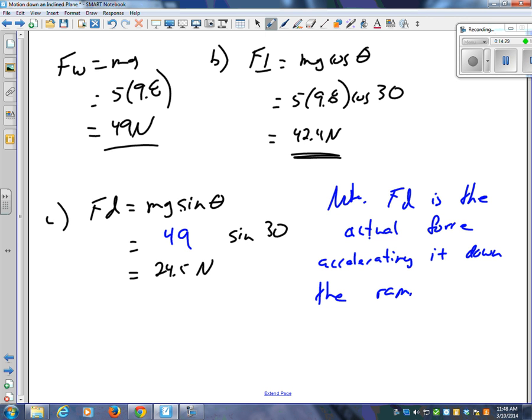Note that the FD is the actual force accelerating it down the ramp.